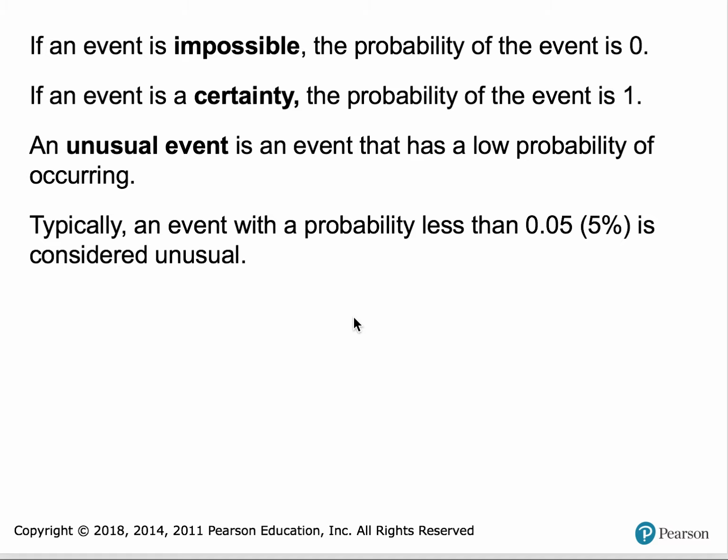For example, suppose the probability of being wrongly convicted of a crime punishable by death is 3%. Even though 3% is below our 5% cutoff rate, this probability is still too high. We would not consider that unusual enough. We want this probability to be much closer to 0.